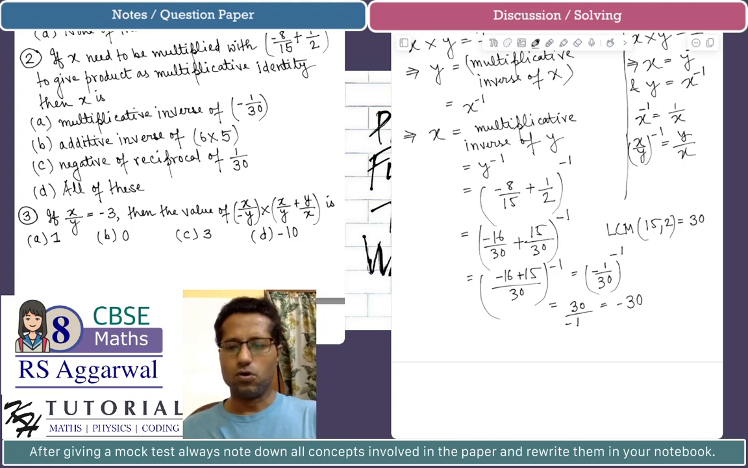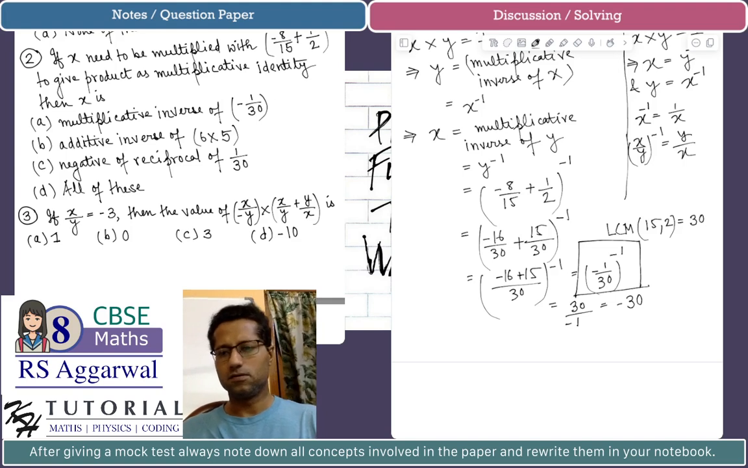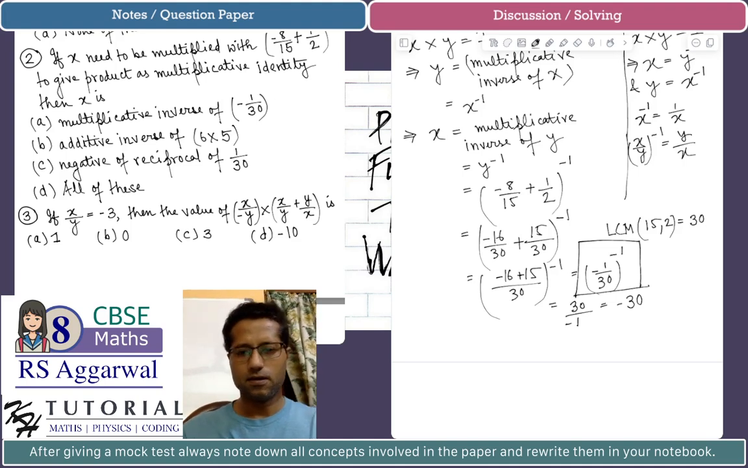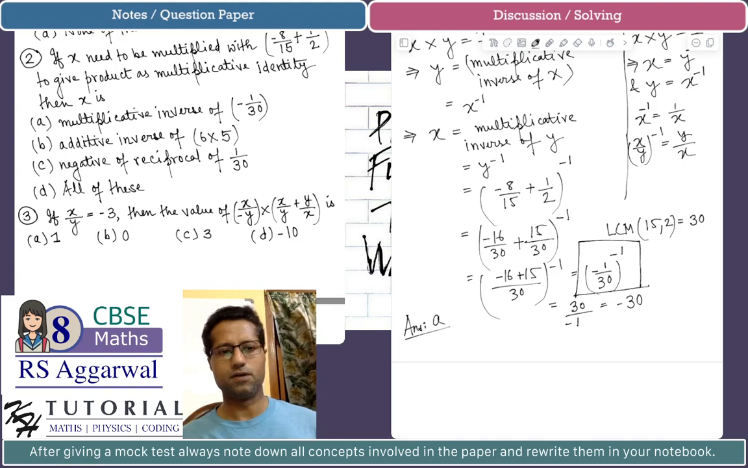Okay. So what are the choices? Multiplicative inverse of minus 1 by 30. Okay. So this is what we arrived at. We have found x to be the multiplicative inverse of minus 1 by 30. So minus 1 by 30 to the power minus 1 means multiplicative inverse. So definitely choice A is the correct choice. So the choice A happens to be the correct choice. So we need not check the rest of the choices.